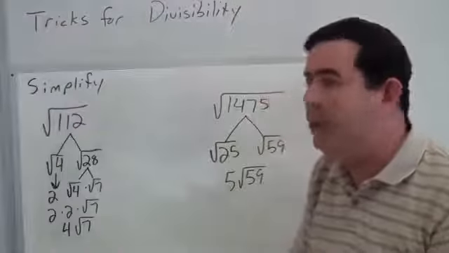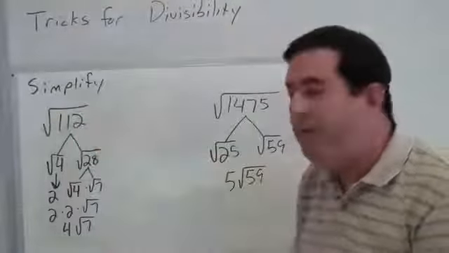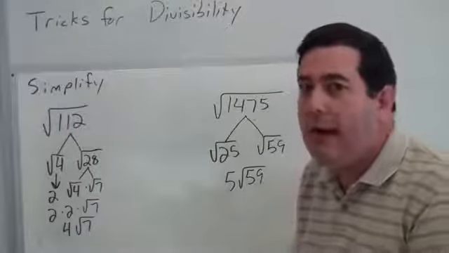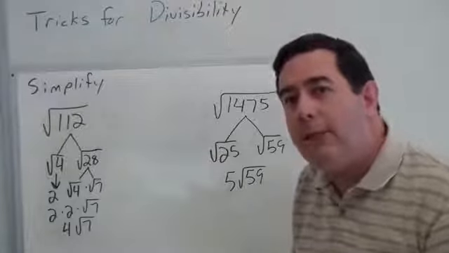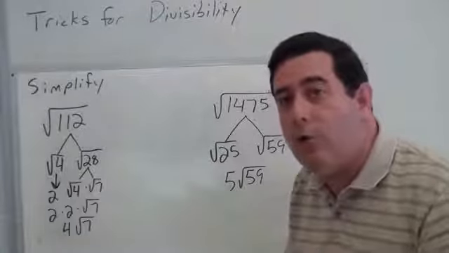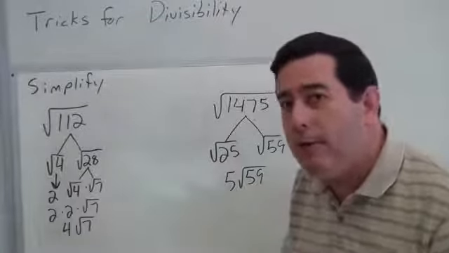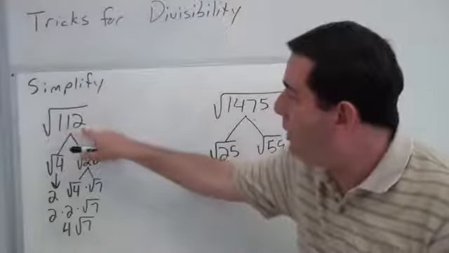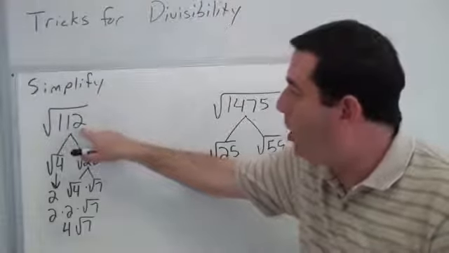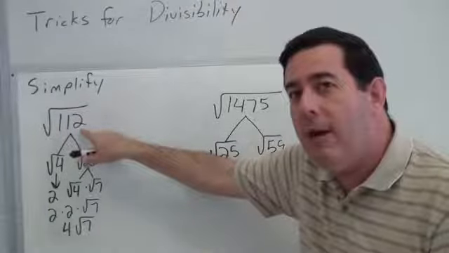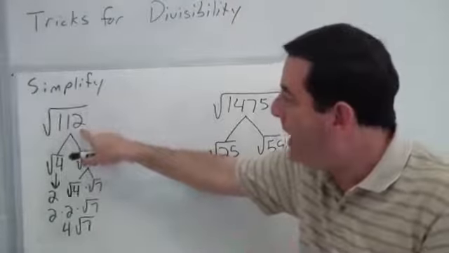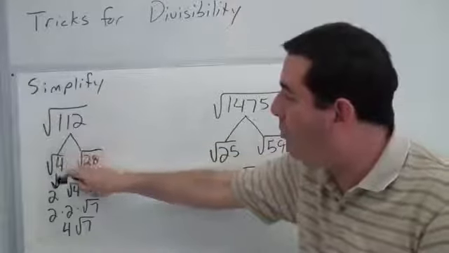Let's look at a couple of examples. 112, the square root of 112. I might not have an idea right off the bat of how to do it, but I do see it's an even number, so I know 2 can go into it. Can we do better than 2? The last two digits are 12. 12 is divisible by 4, so I realize this thing can be divided by 4.